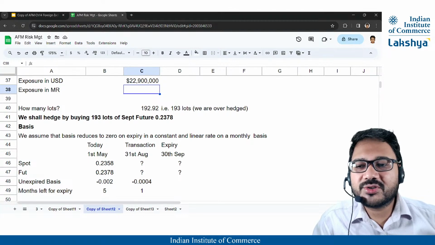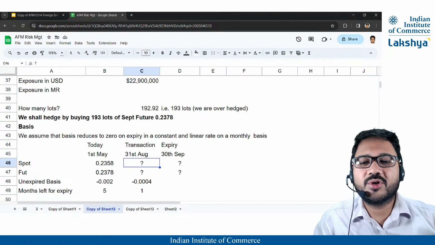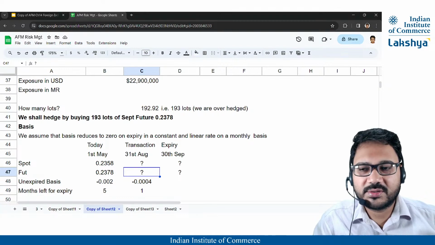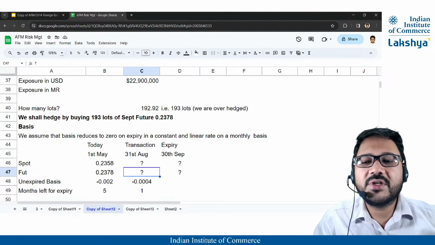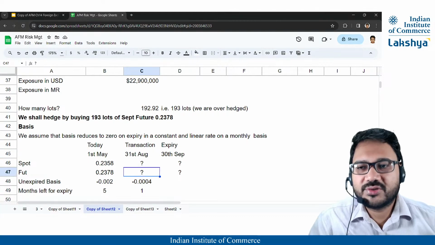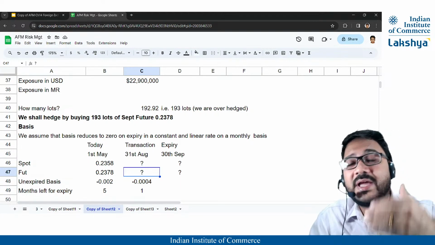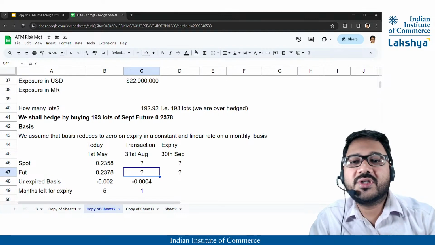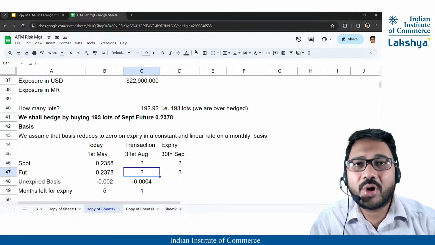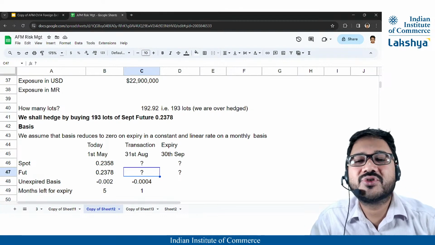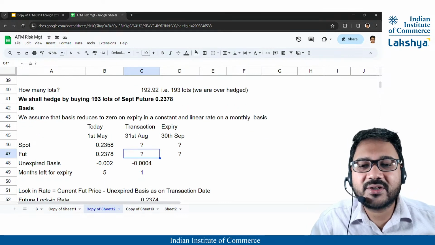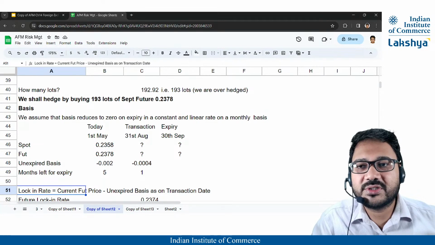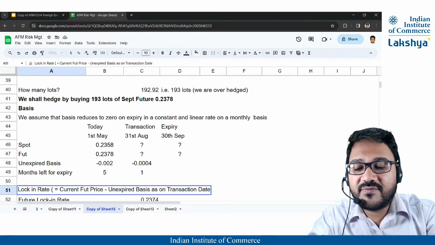Why lock-in rate? Because you are not given the future spot rate. Since the future spot rate is not given as on 31st of August, how are we to arrive at the future price? It's not possible. So we need to find the lock-in rate, and that is the reason why in the question they said you need to exercise your option, because we don't have a future rate available. So we shall directly calculate the lock-in rate, or the effective rate.